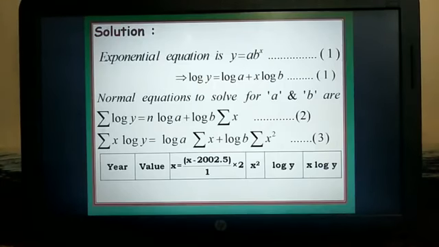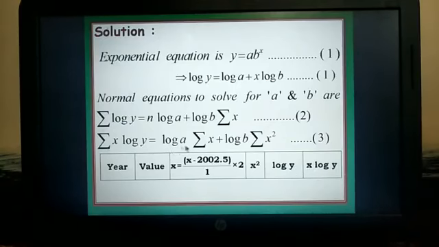Our main intention is to make the sum of x equal to 0, so that our calculation will be an easier one. After that, the sum of x log y, x multiplied by log y, is required. Log y was already calculated. X we have here. So this x and log y will be multiplied and kept here as x log y.